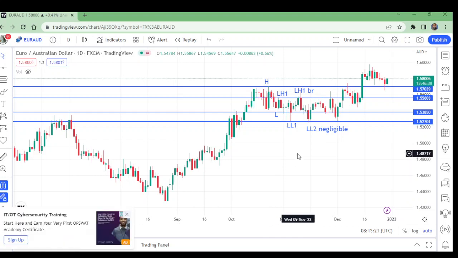Today I am analyzing the Euro Australian dollar pair in which the downward setup failed. Now I am going to break it down in detail. What was the reason that it failed? I don't believe in anything like fake breakouts.